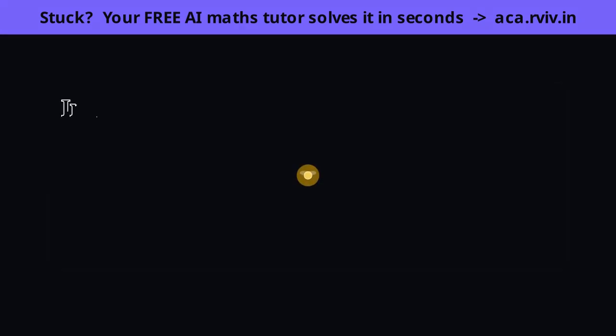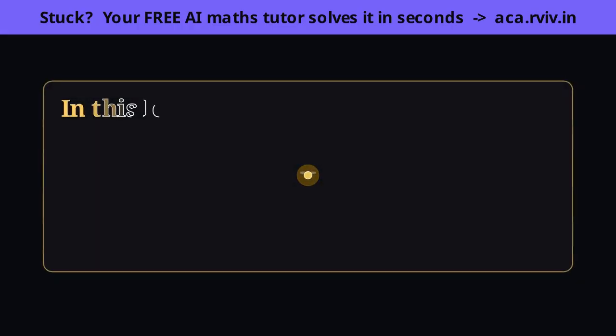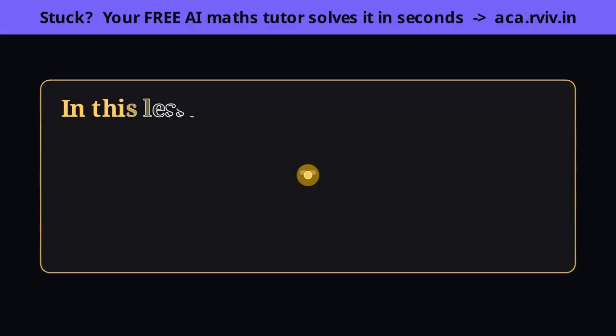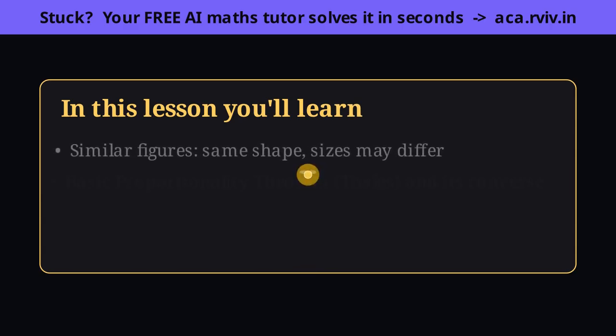Welcome to Chapter 6, Triangles. Here you'll meet similar figures, shapes that look identical but come in different sizes, like photographs enlarged from one negative. You'll discover the basic proportionality theorem, credited to Thales, which says a line parallel to one side of a triangle cuts the other two sides in the same ratio, and you'll use its converse too.